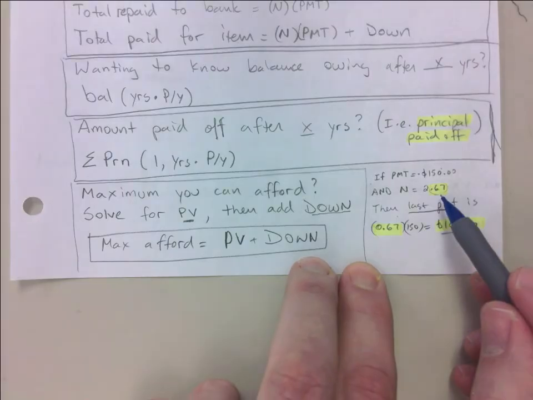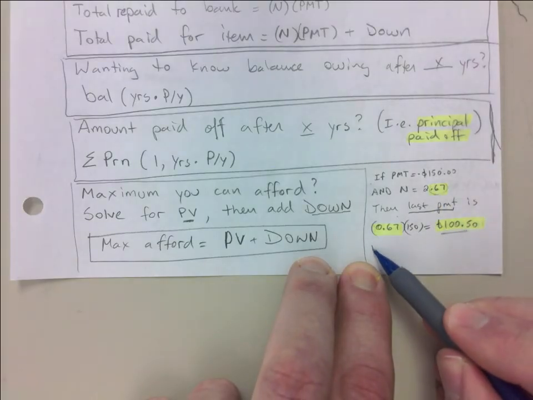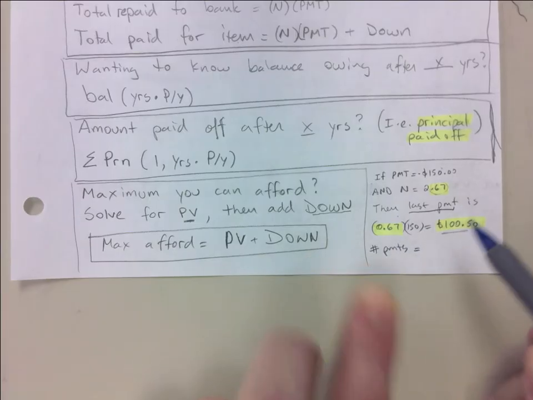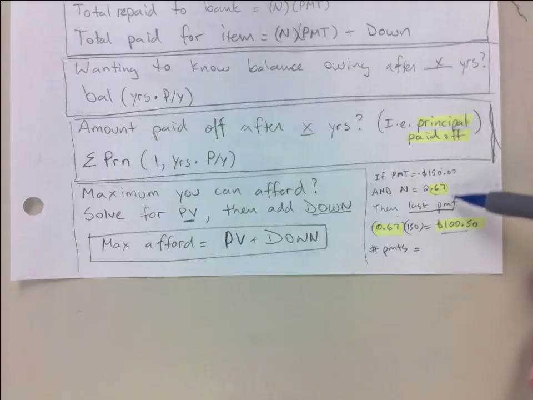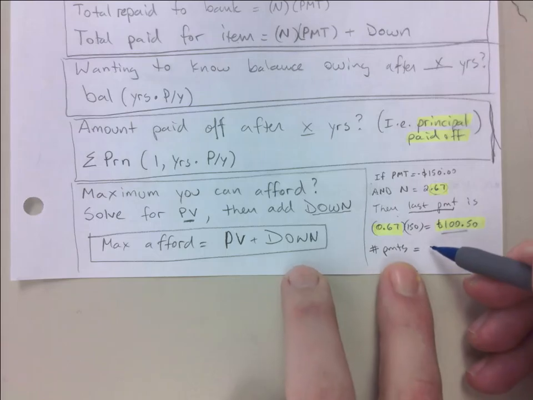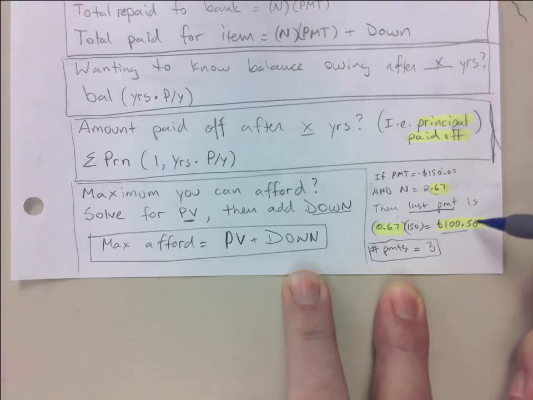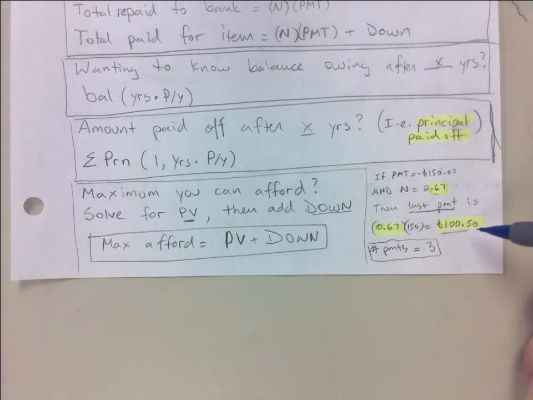How many payments, though, would it take? Number of payments? If I asked you, how many payments did it take to pay off this loan, what would you say? 2? 3? Yes. 3 payments. It's just that the last one was not quite a full payment.